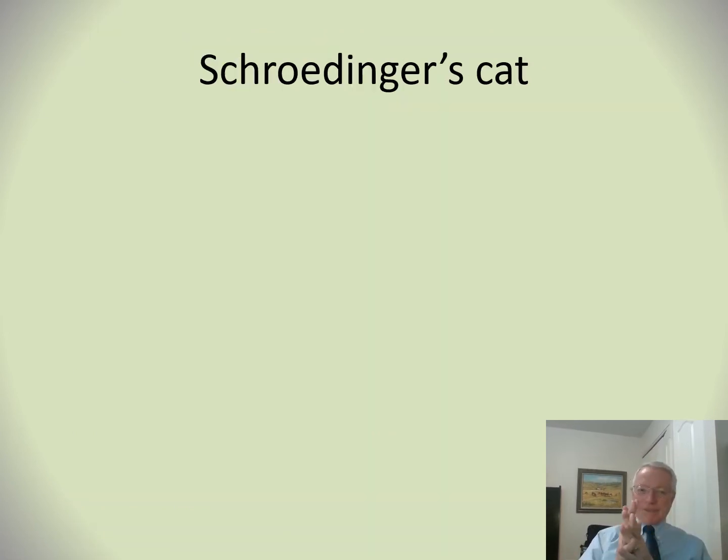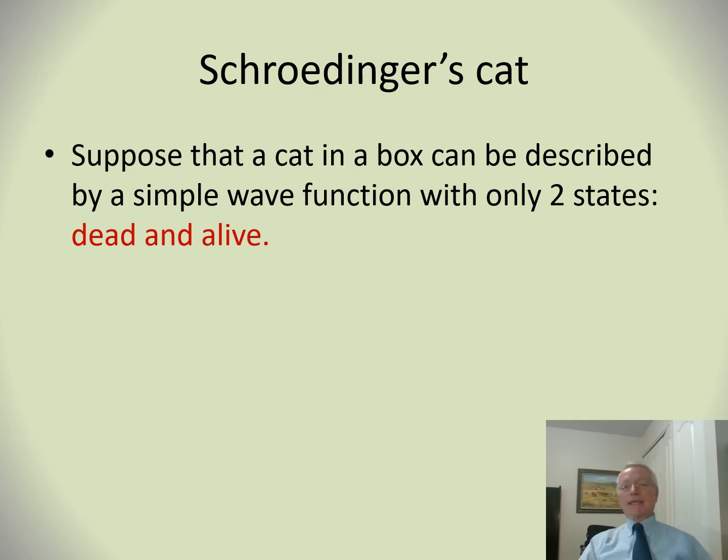Which then leads us to the idea of Schrodinger's cat. Schrodinger didn't like his theory, predicting that the particle is everywhere. So to make fun of his own theory, he invented Schrodinger's cat. He said, suppose that a cat in a box, which you can't see in this box, it's all sealed up. You have a cat in there, and suppose that cat can be described by a simple wave function with only two states. The two states are dead and alive. Those are the two possibilities for the cat.